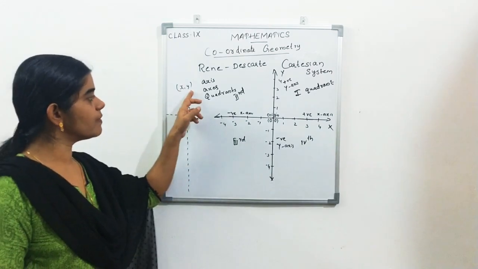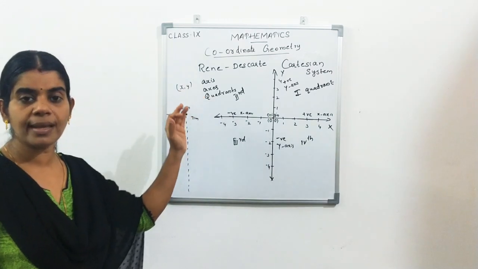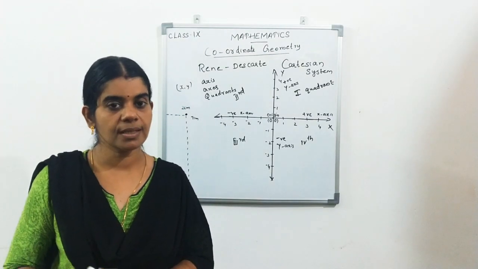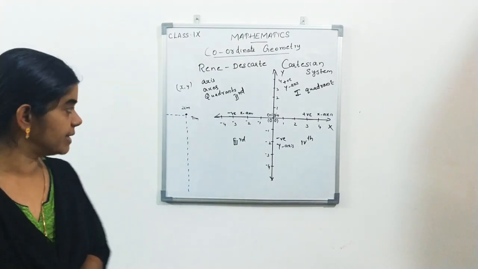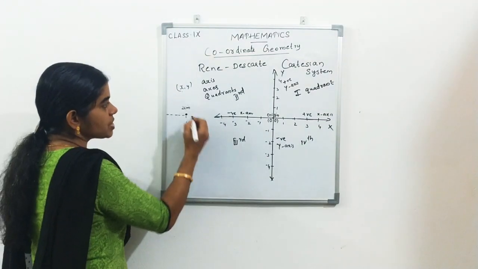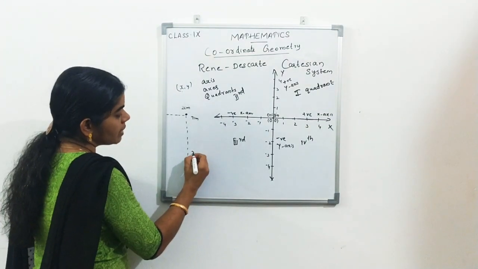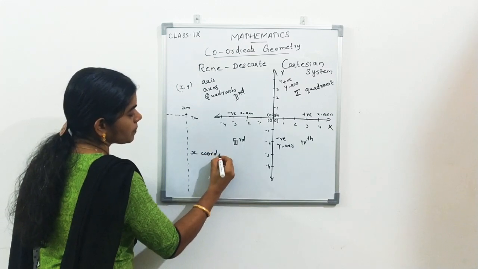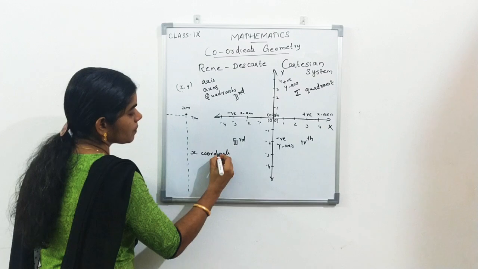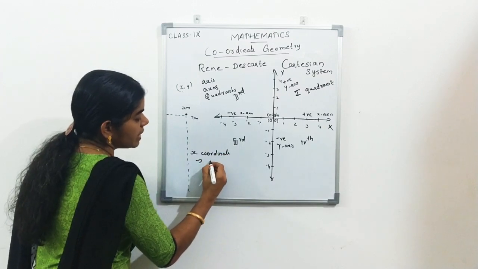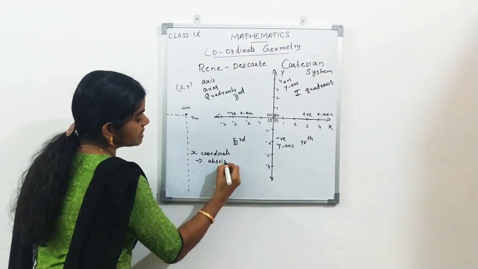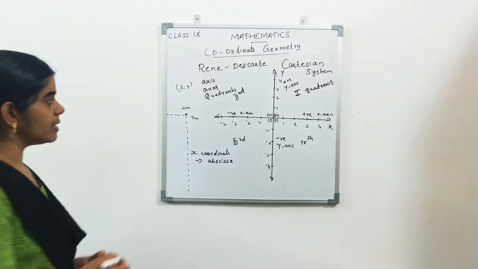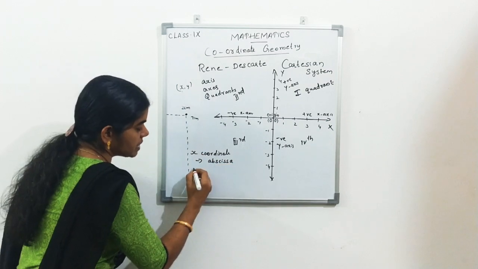Then, as I already told, to locate a position, we need two values, the x value and the y value. Therefore, x comma y will be the position of an object in a plane. Every time we will write the x coordinate first, then the y coordinate. The x coordinate has a special name. The x coordinate is also known as the abscissa. A-B-S-C-I-S-S-A. The x coordinate is known as the abscissa.